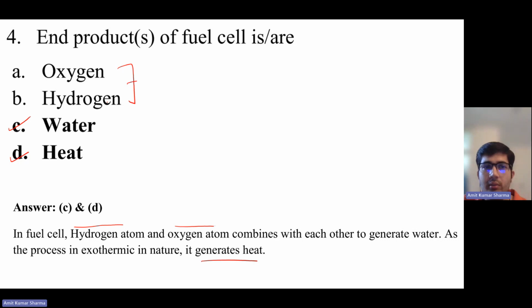Oxygen and hydrogen are supplied. So we supply oxygen and hydrogen to the fuel cell. These are the input or raw material, and water and heat are the products. So the end products of a fuel cell are water and heat, and the correct options are C and D.